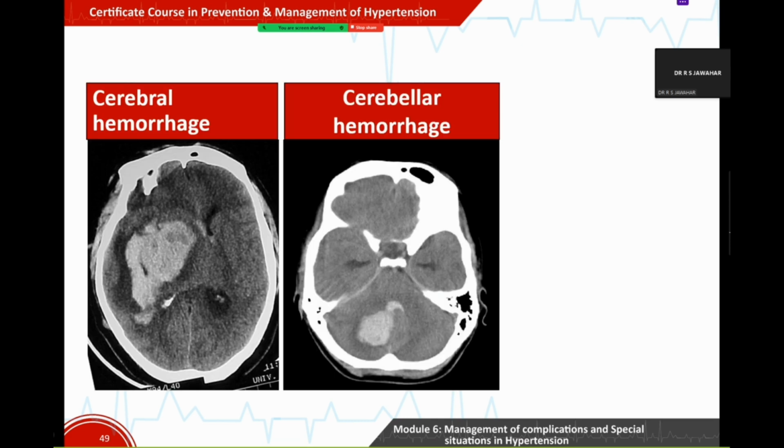See, this is the hemorrhage. So in the left side, you have the cerebral hemorrhage. On the right side, cerebellar hemorrhage. So in the posterior brain, cerebellar hemorrhage. So cerebral hemorrhage is in the midbrain.